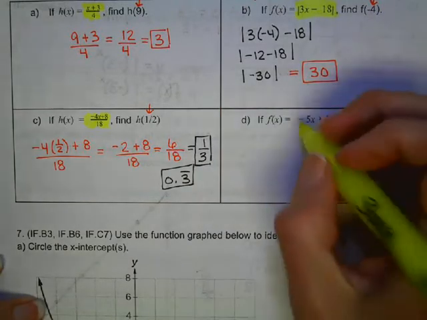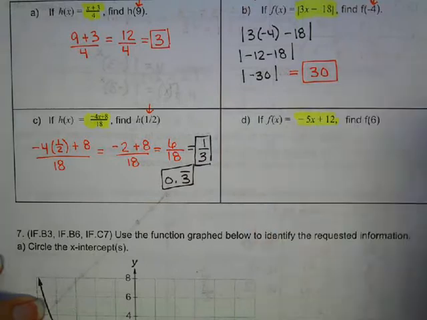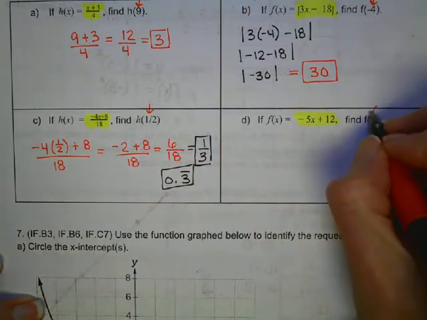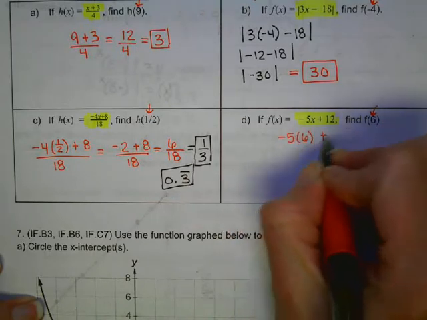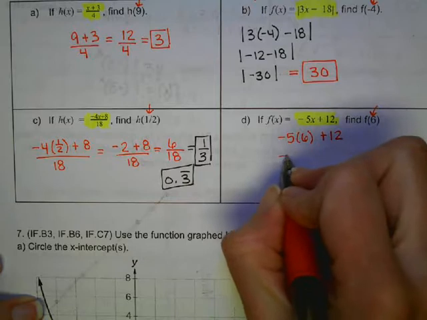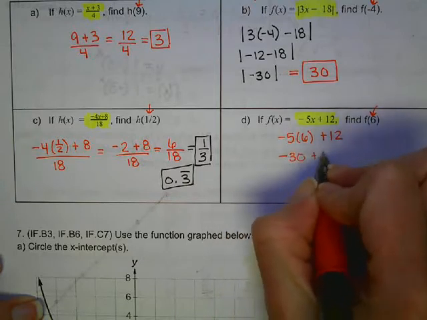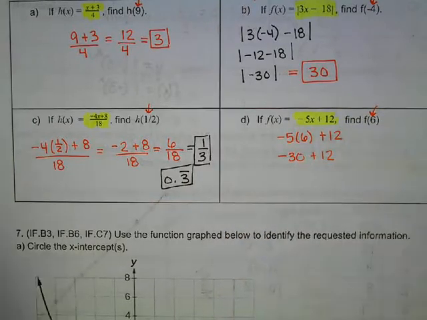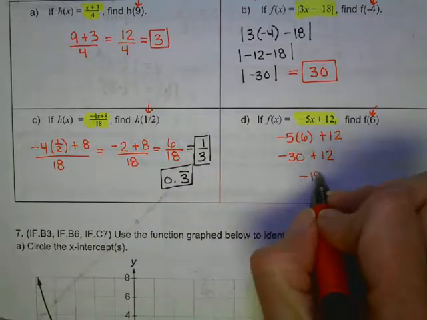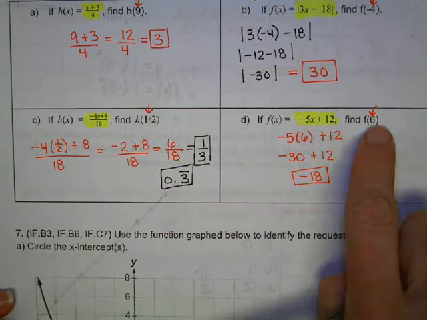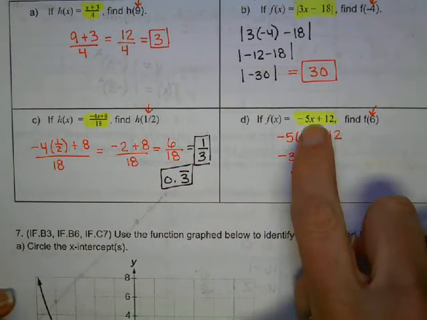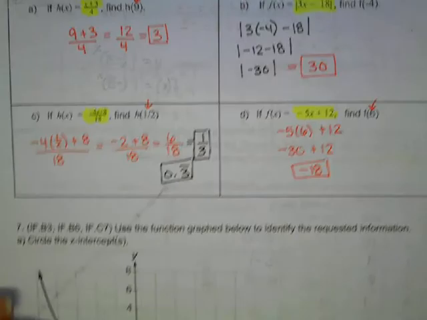Alright, so again, here's my f function. I'm going to look at the right hand side. They tell me to plug in the number 6, so -5 times 6 plus 12. We'll multiply those. -30 plus 12 equals -18. Alright, so that is function notation. They will give you an equation. You plug the number in the parentheses in where you see the x, and then you simplify it.